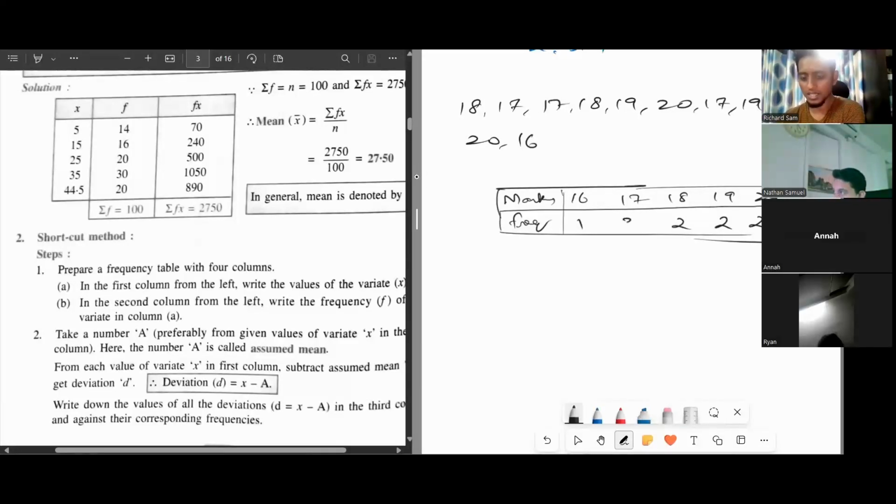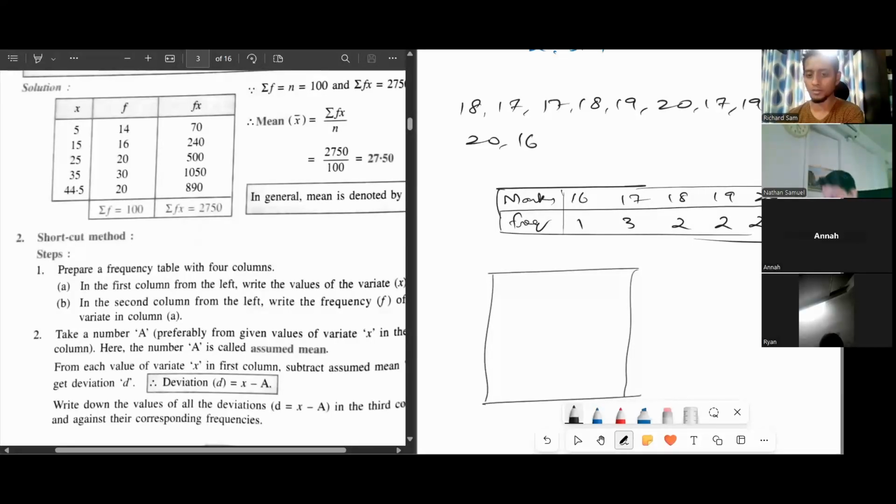3. So now instead of giving the data like raw data, they'll give you the data as a frequency distribution table. Now, how will you find the mean? First of all, we will write the data vertically, top down. So here the first column is the marks, the second column is frequency. So that's 16, 17, 18, 19, 20, and 1, 3, 2, 2, 2.